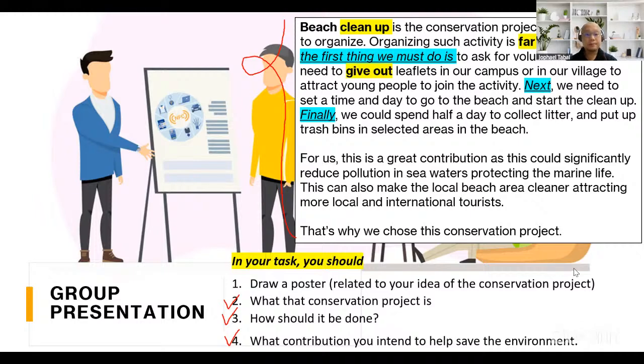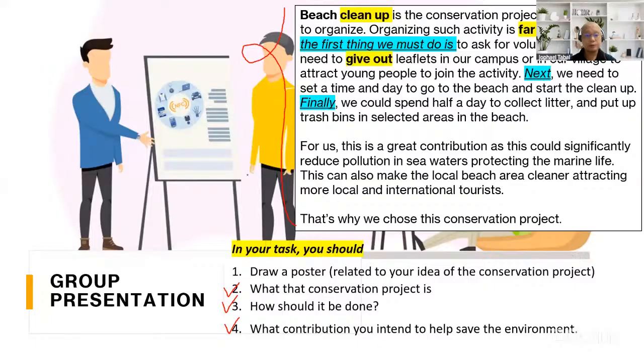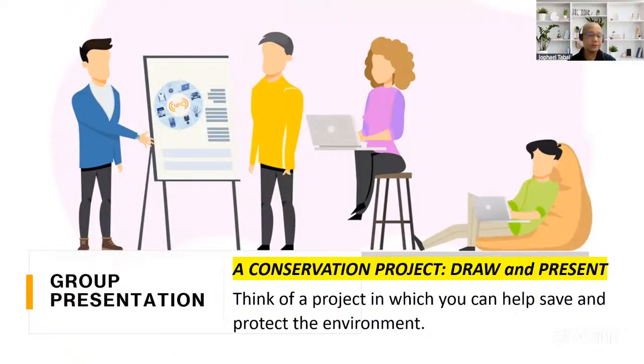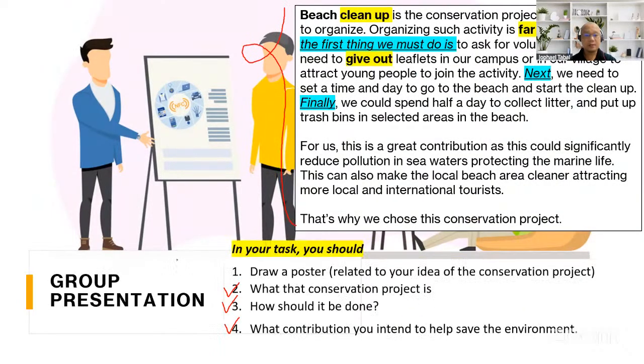All right, so our task here is I want you to think of a conservation project. You don't need to draw. Again, think of a project which you think can help save and protect the environment. Here we can skip task number one, so you can proceed to task number two. For example, what that conservation project is, how it should be done, and what contribution you intend to make to help save the environment. This one is a model answer right here.